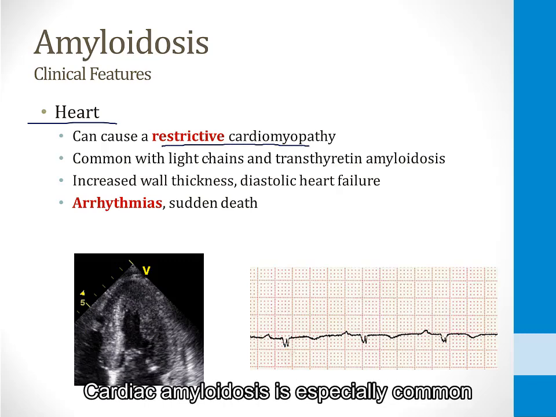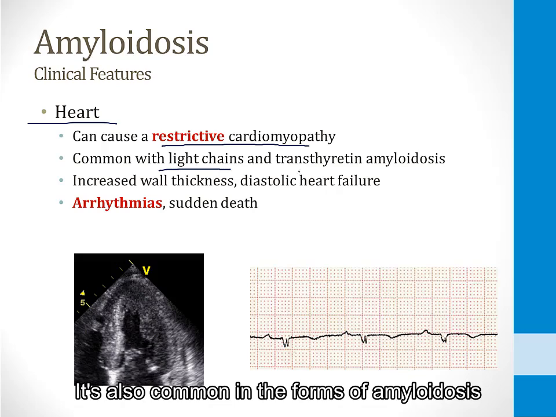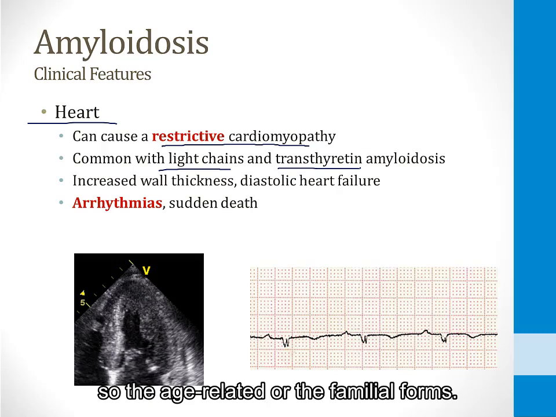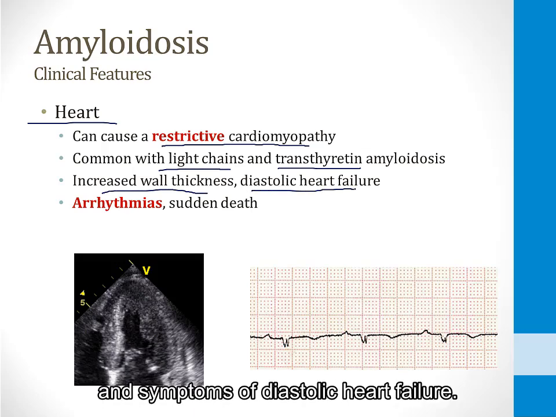Cardiac amyloidosis is especially common in primary or AL amyloidosis, which involves light chains. It's also common in the forms of amyloidosis that involve transthyretin, so the age-related or the familial forms. It presents with increased wall thickness seen on imaging of the heart and symptoms of diastolic heart failure.